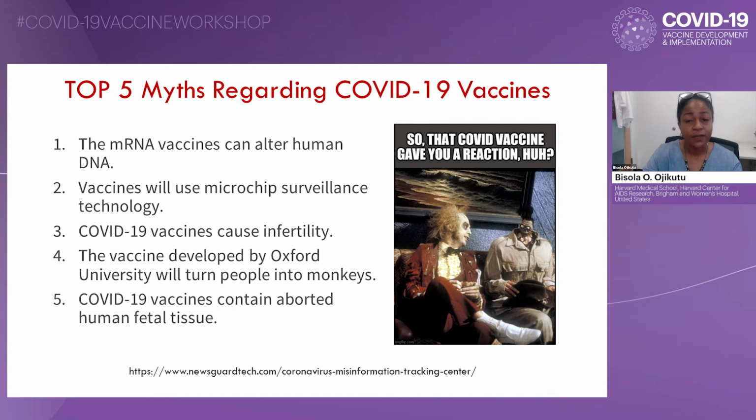Number 1, mRNA from the vaccines can alter human DNA. Number 2, vaccines contain microchip surveillance devices. Number 3, COVID-19 vaccines cause infertility. Number 4, the vaccines developed by Oxford University will turn people into monkeys. And number 5, COVID-19 vaccines contain aborted human fetal tissue. All of these beliefs are described as myths. Some are clearly misinformation, but all 5 have been strategically disseminated by groups and individuals with the intent to mislead online.